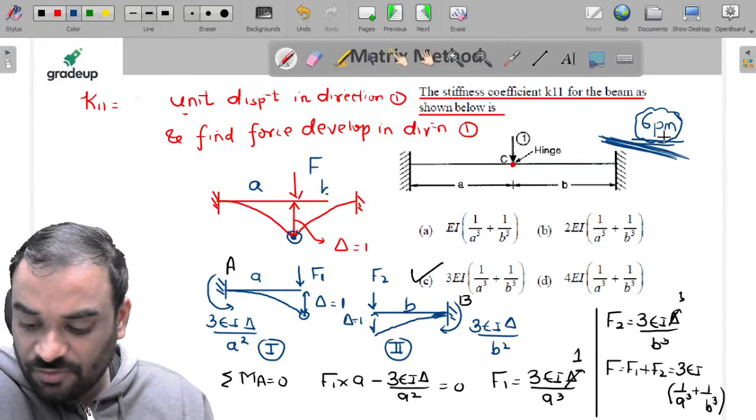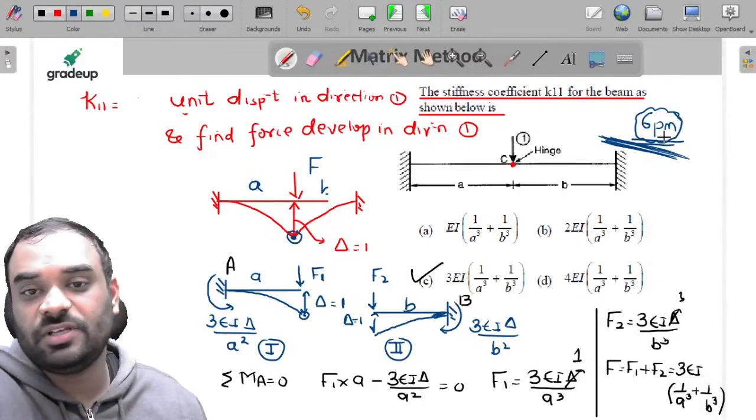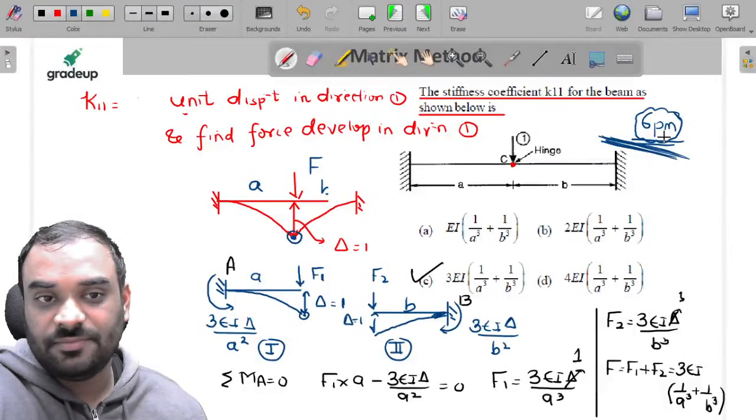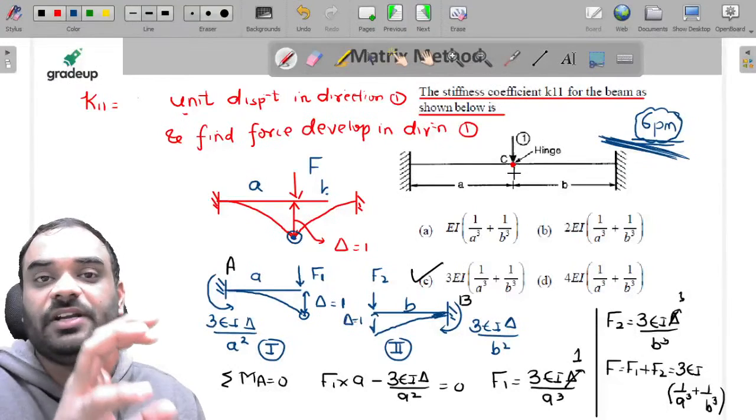Sir, what happens if no hinge is there? Then we are not able to analyze this particular structure directly, right? If this hinge is not there, then we are not able to analyze this particular structure directly.